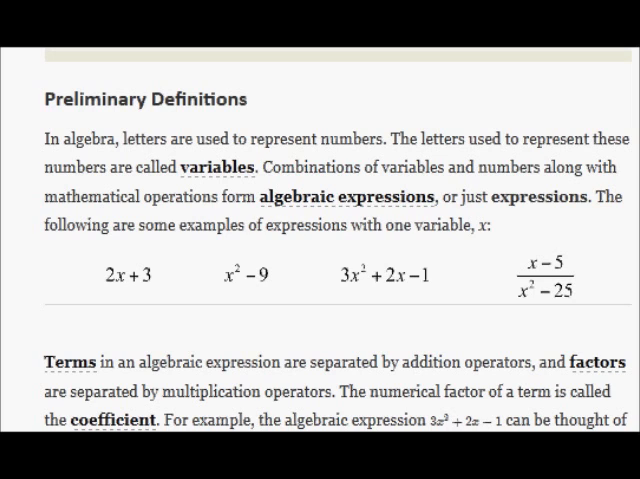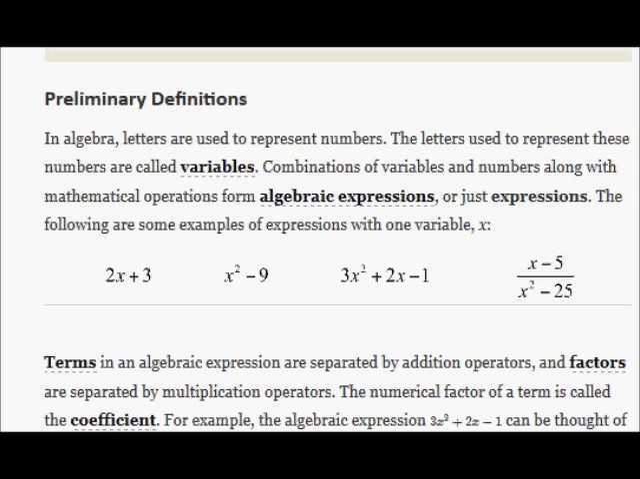2x plus 3 means you're doubling whatever x is, and then you add 3 to whatever that doubling becomes. So if x is 4, 2x is 2 times 4, which is 8, and you add 3 to that, which is 11. Okay. Now here's another expression, x squared minus 9. Again, let's use x being 4. So x squared becomes 4 squared, which is 16, and you subtract 9 from that, so you end up with 7.